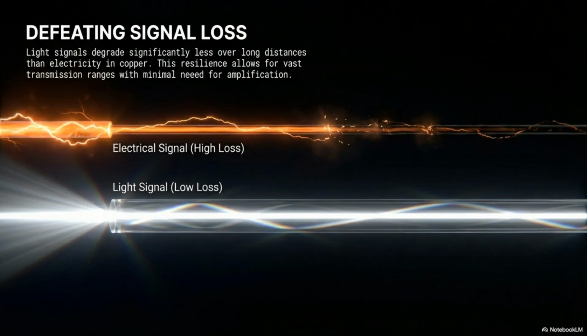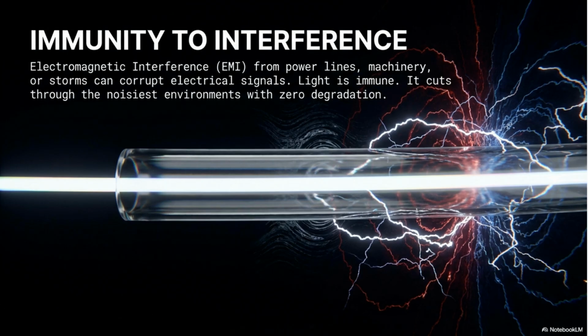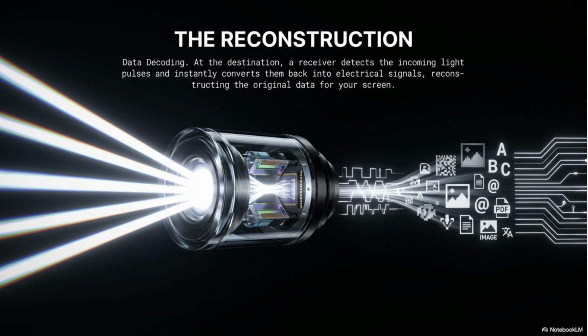Fiber optics excels at defeating signal loss. Light signals degrade significantly less over long distances compared to electricity and copper, allowing for vast transmission ranges with minimal need for amplification. Light is also immune to interference. Electromagnetic interference from power lines, machinery, or storms can corrupt electrical signals, but light cuts through the noisiest environments with zero degradation.